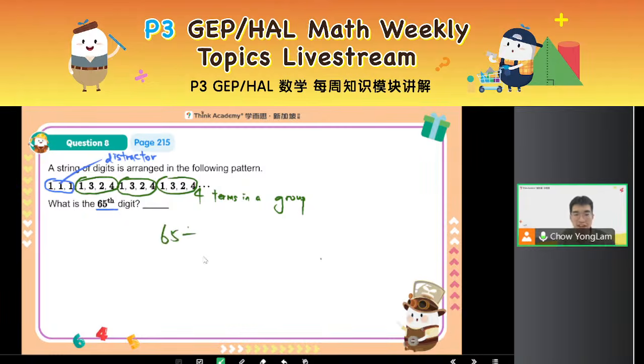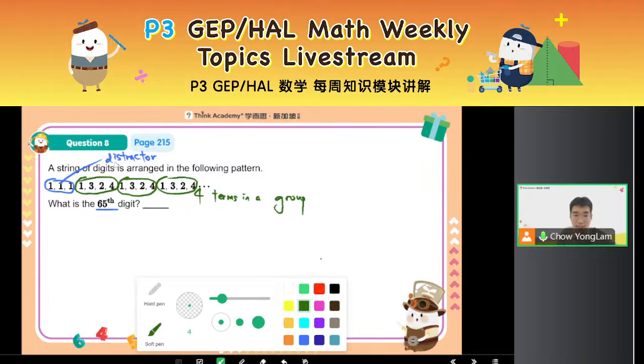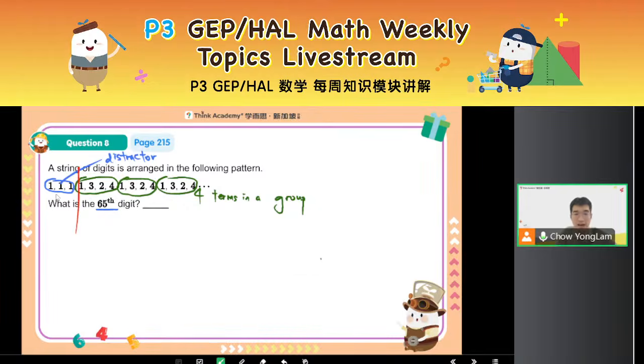65th digit, 65 divided by 4. Am I correct? Can I do 65 divided by 4? I mean, 4 in a group, right? So it's 65 divided by 4. Yes or no? No, right? Because before I divide, I need to make sure I am starting from the repeating pattern. But over here, you notice I have the distractors in front. I need to get rid of the distractors first. There are 3 distractors in front. I shouldn't count them in the numbers that are repeating.